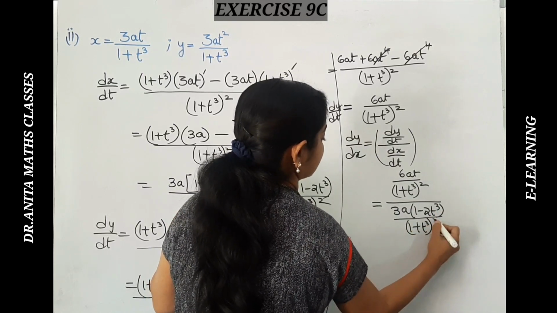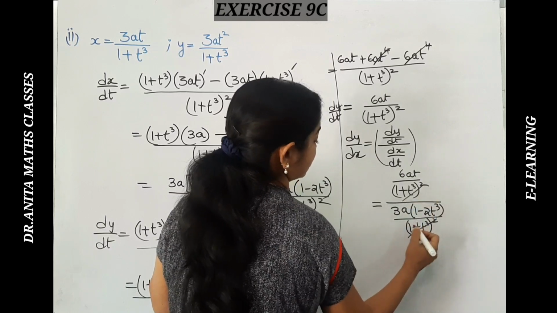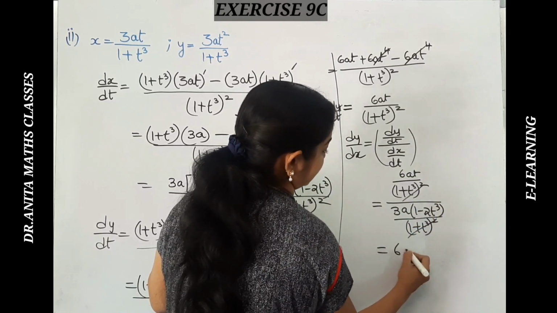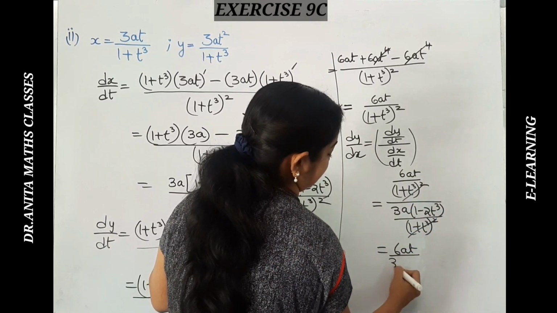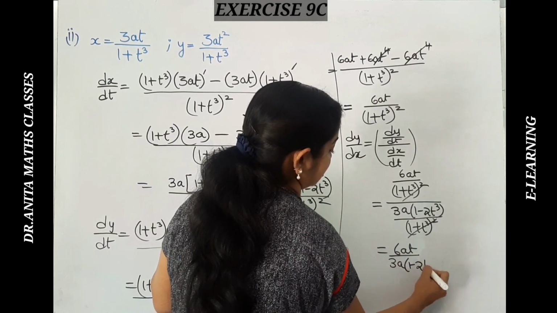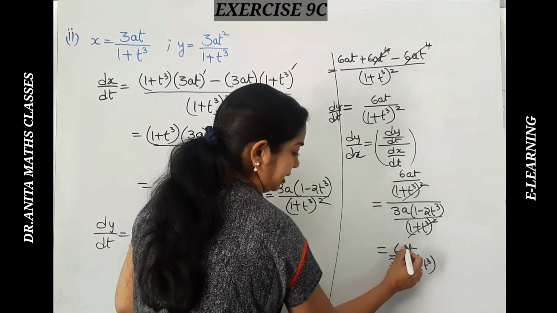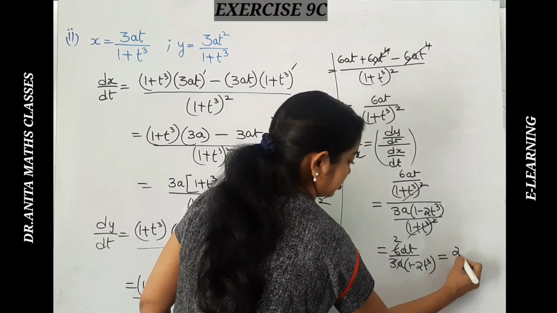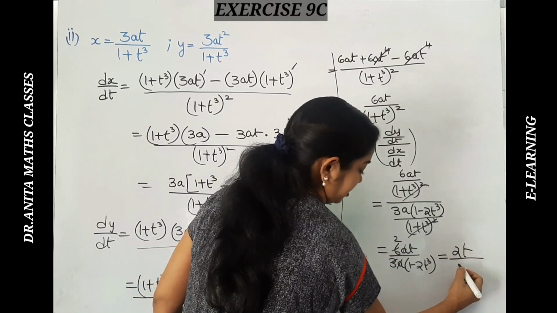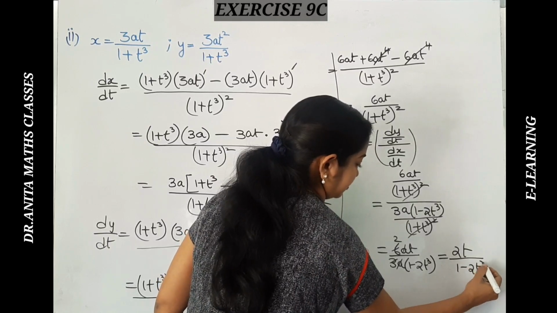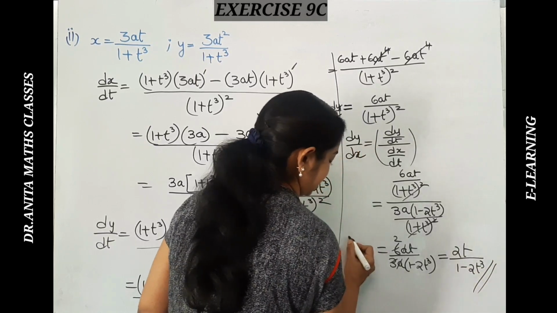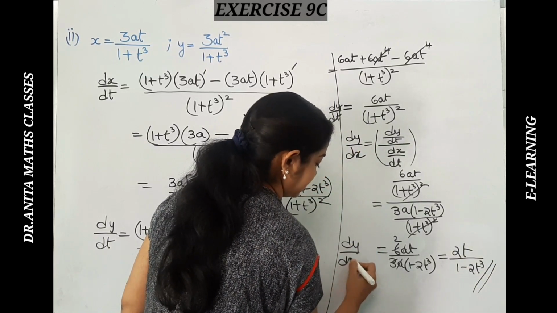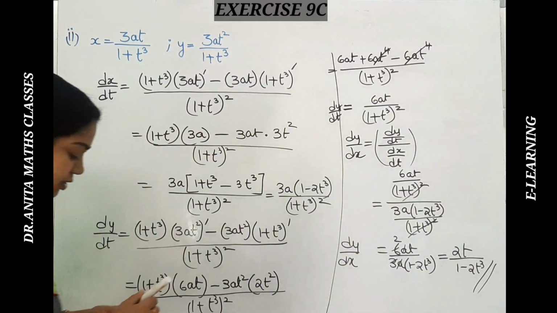This v square is the same thing. So these two go off. So we finally get 6at by 3a into 1 minus 2t cube. Again you can also cancel a, and cancel 3 twice. So the final answer is 2t by 1 minus 2t cube. This is our dy by dx with respect to x. Pause it and note it down.